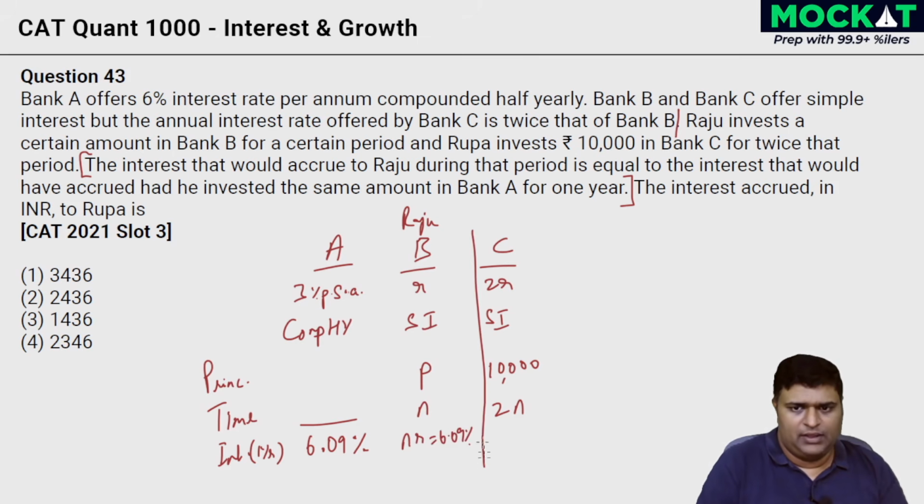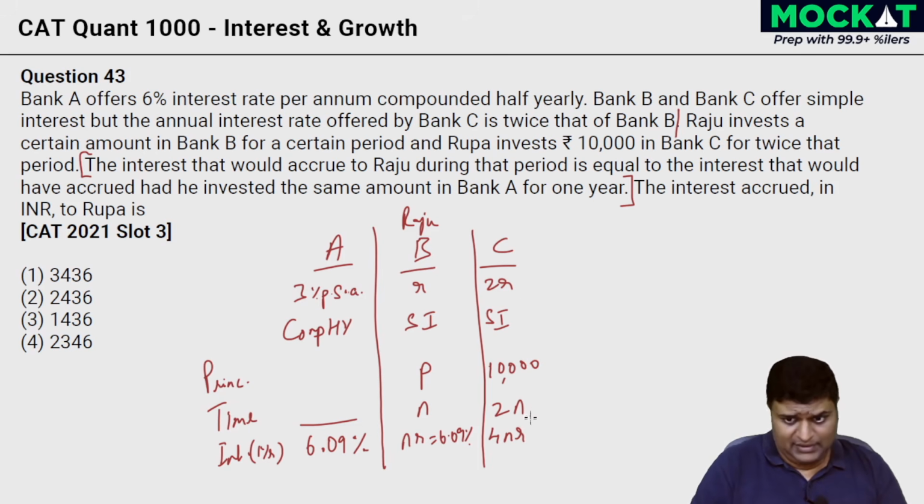Okay. And what about C over here? What's the rate over here? Interest rate is nothing but 2N into 2R, right? Which is 4NR. Why am I just multiplying these two? Because it's under simple interest, right? Whatever the principal, the rate is going to be now time period into the rate over here, 4NR. If NR is 6.09%, 4 times NR is going to be 4 times this, which comes to 24.36%, right? So 24.36% is what I'm going to be earning on 10,000 rupees. What is 24.36% of 10,000? It's 2,436. Option 2 is the answer here.